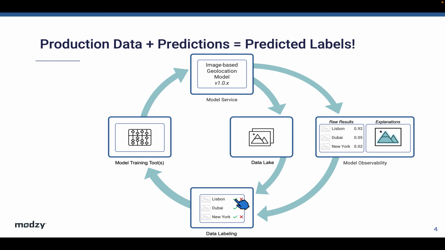That final step of labeling the incorrect images is what you need to create a new, clean, sort of perfected data set that you'll use to retrain a new version of your model and deploy it back to Mozi.